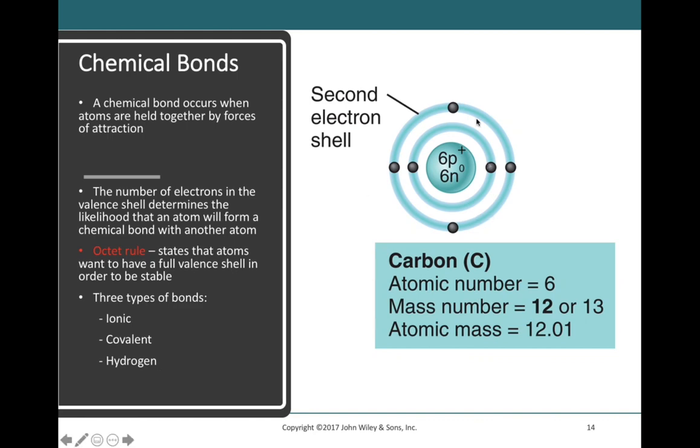So as we look at carbon here, carbon is a very, very special element that we're going to learn a lot more about in this class. But carbon, as I mentioned, is going to have 6 protons, which means a neutral carbon will have 6 electrons. So we fill up the first 2 electrons here in this first electron shell, and then we're going to funnel the other 4 here in this second electron shell.